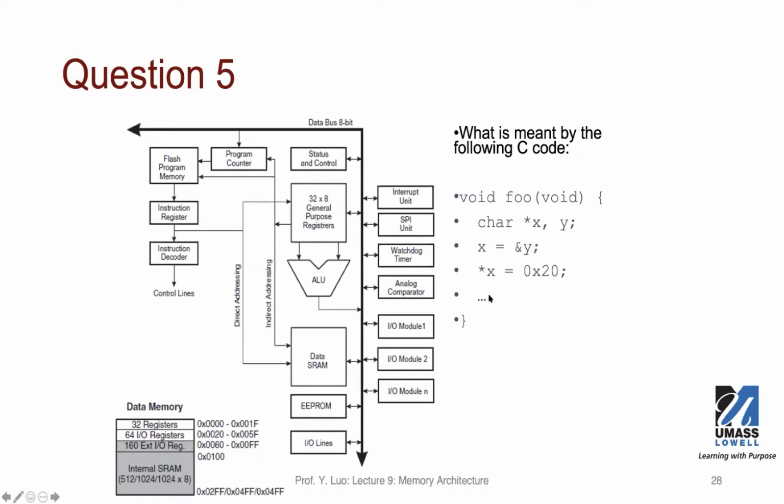So do you know what the value of Y is going to be after this line? 0x20. Correct. Yeah, because X points to exactly Y. So when we assign a new value using X as the address, we essentially assign 0x20 to variable Y.